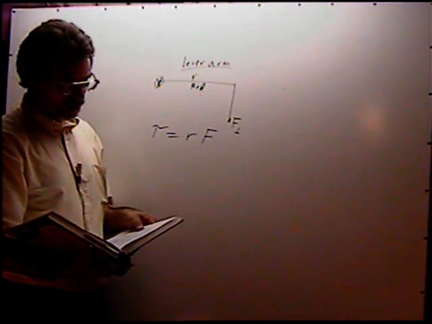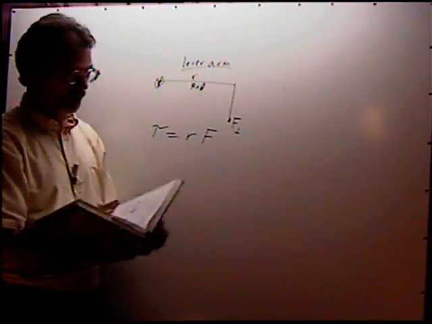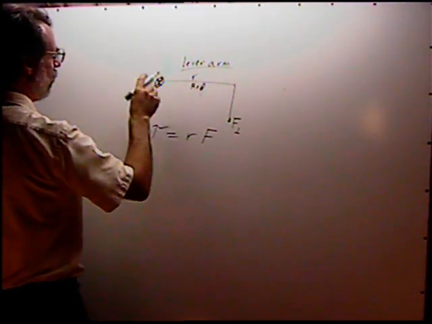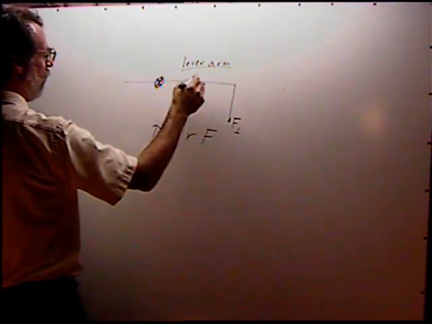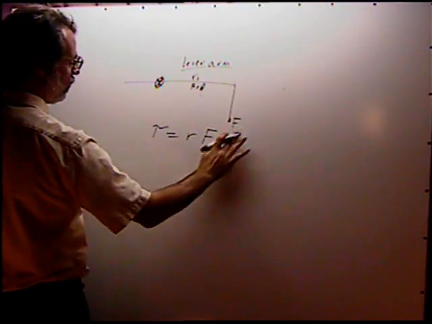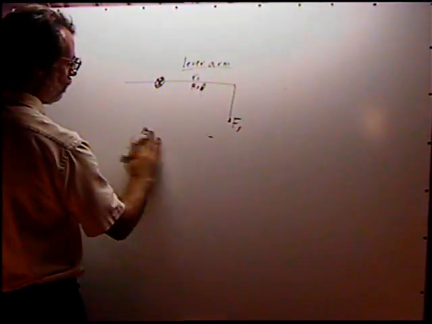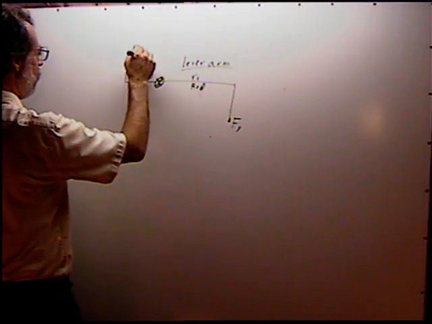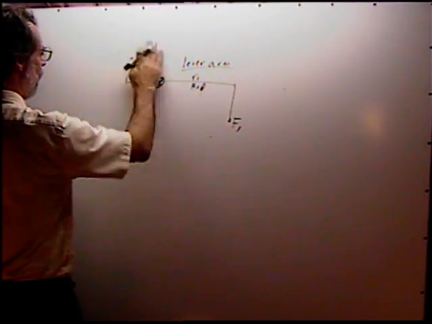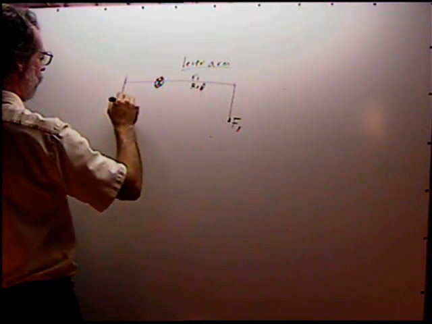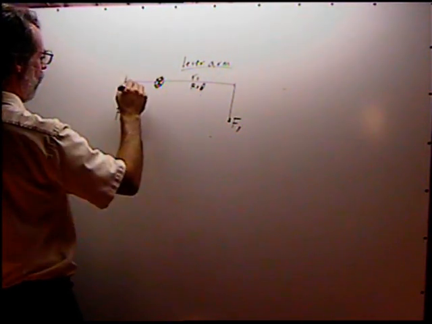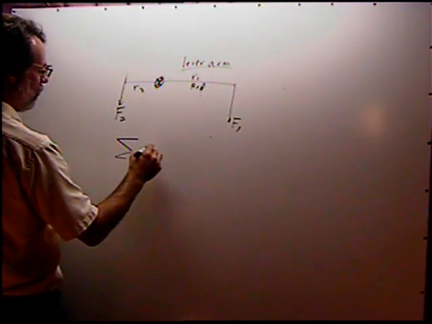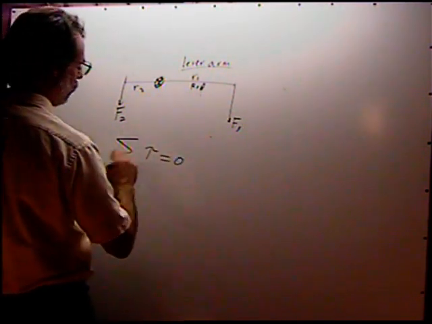Number 6, what is required for rotational equilibrium? If we wanted rotational equilibrium about this point, and this is F1 about R1, and over here we had F2 about R2. In rotational equilibrium, the sum of the torques is 0.